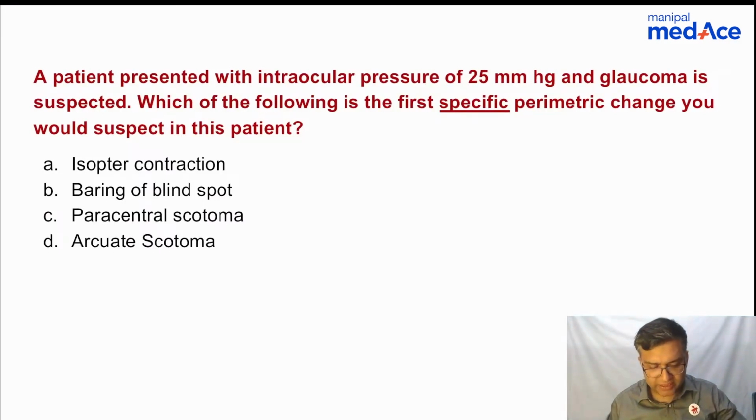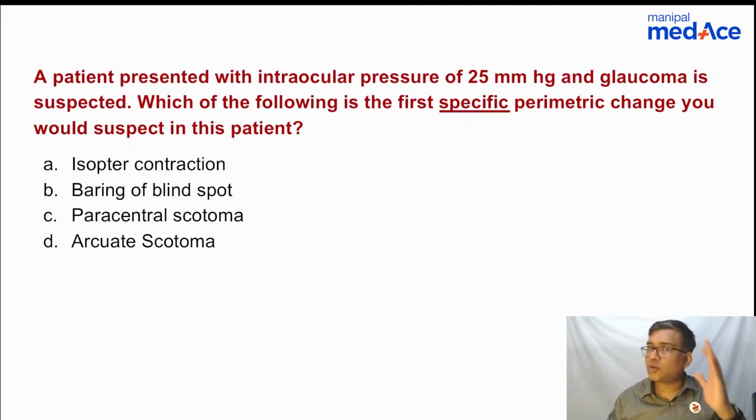Now we move to our next question. A patient presented with an intraocular pressure of 25 millimeter of mercury and glaucoma is suspected. Which is the specific perimetric change you would suspect in this patient? Try to answer.